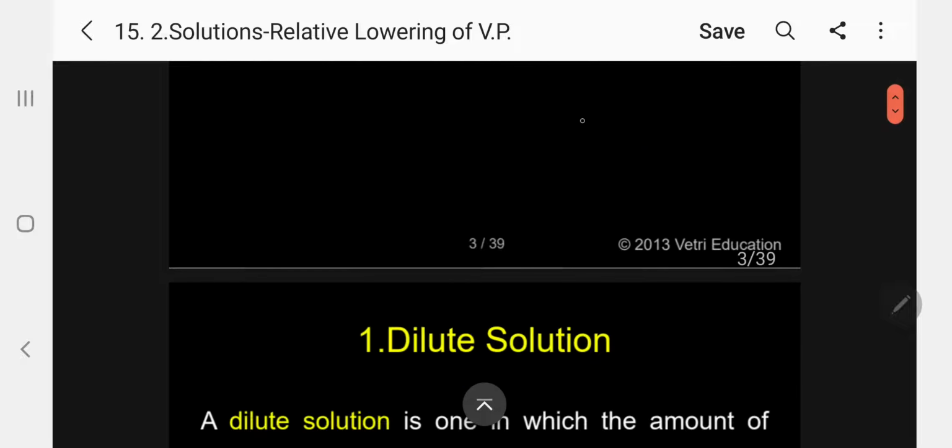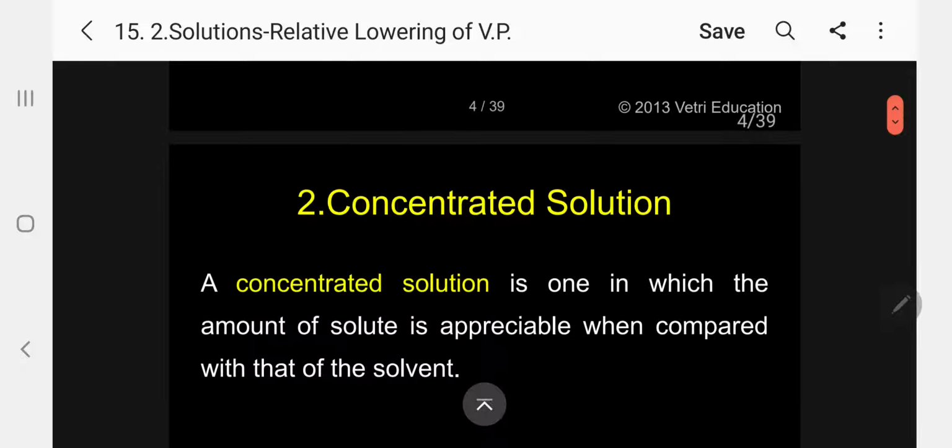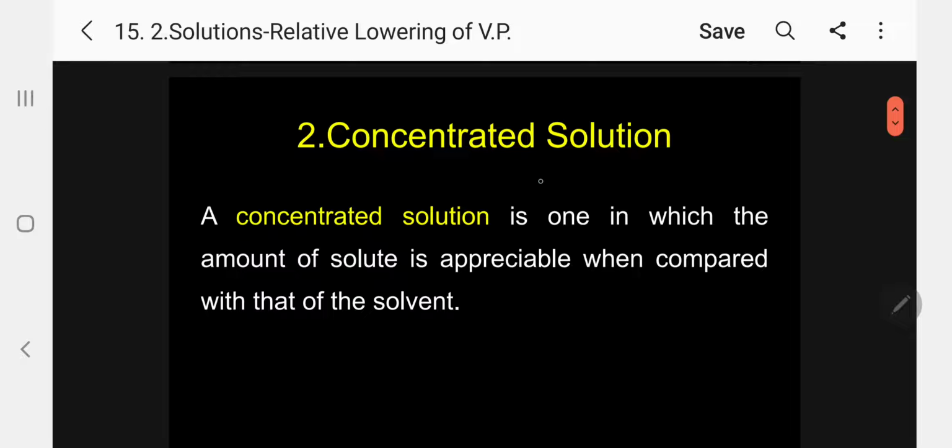Let me explain now. What is a dilute solution? A dilute solution is one in which the amount of solute is very, very small when compared with that of solvent. So let us say this way, 1 gram of sugar in 1000 grams of water, we can say it is a dilute solution. A concentrated solution is one in which the amount of solute is appreciable when compared to that of solvent. Say 10 grams in 100 grams, appreciable.